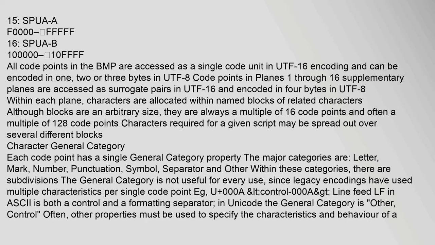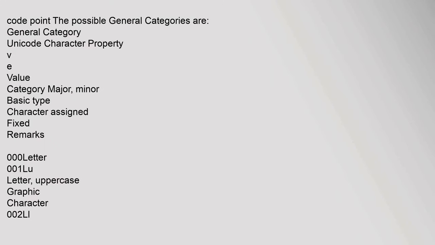Character general category: each code point has a single general category property. The major categories are letter, mark, number, punctuation, symbol, separator, and other. Within these categories, there are subdivisions. The general category is not useful for every use, since legacy encodings have used multiple characteristics per single code point, e.g., U+000A. The possible general categories are listed with value, category, major, minor, basic type, character assigned, and fixed remarks.